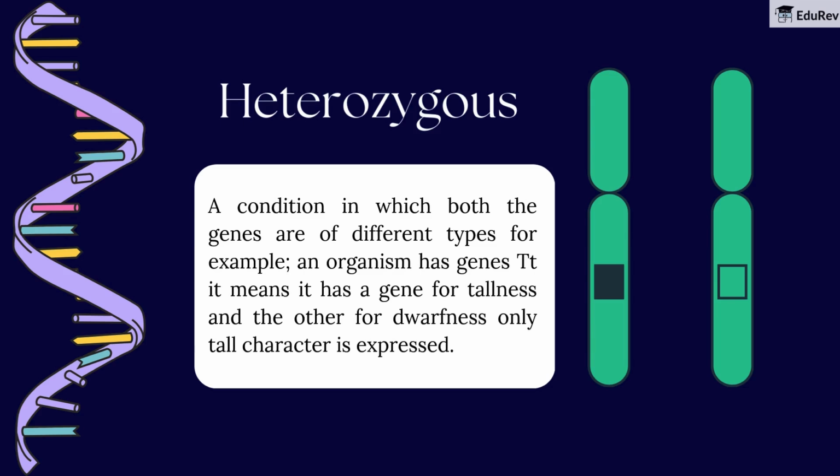For example, an organism has genes Tt, meaning it has a gene for tallness and the other for dwarfness. Only the tall character is expressed.